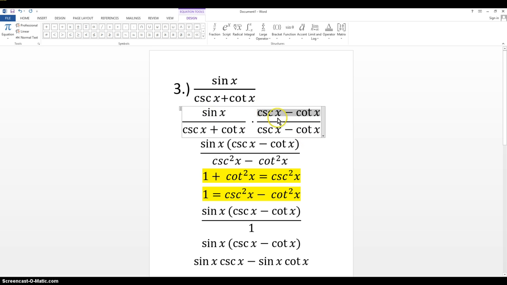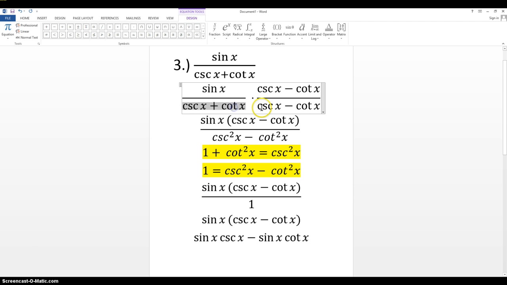That left me with 2 fractions, so I did top times top. And when I do top times top, all I did was just put them together. Then the bottom, I knew it was a difference of squares because it's the exact same thing, except the signs in the middle are different. So I did first times first, and cosecant of x times cosecant of x is cosecant squared of x, positive cotangent of x times negative cotangent of x. A positive times a negative gives me a negative, and then cotangent times cotangent is cotangent squared of x.